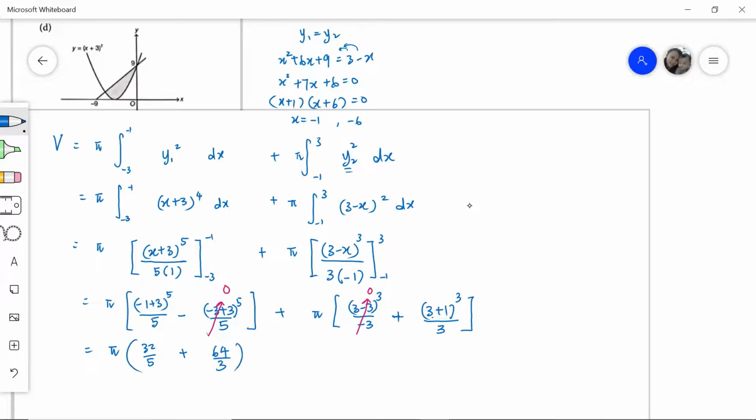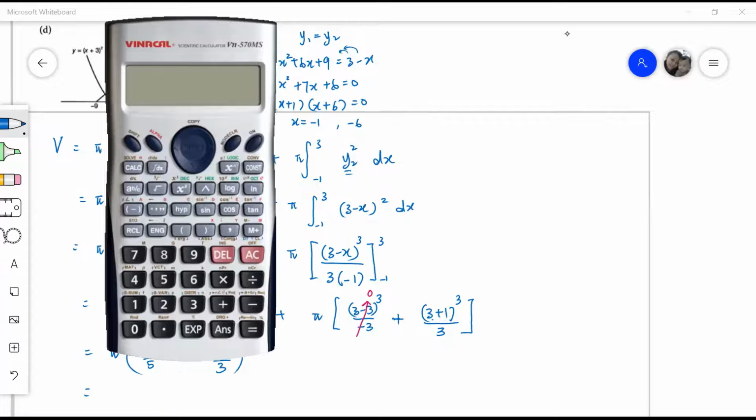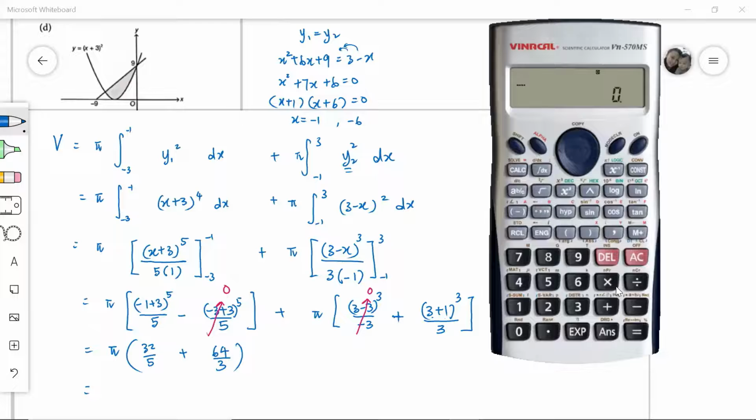So let's add these two together with the help of a calculator. So we have 32 over 5 plus 64 over 3. Okay, so we got the answer, 27 and 11 over 15.